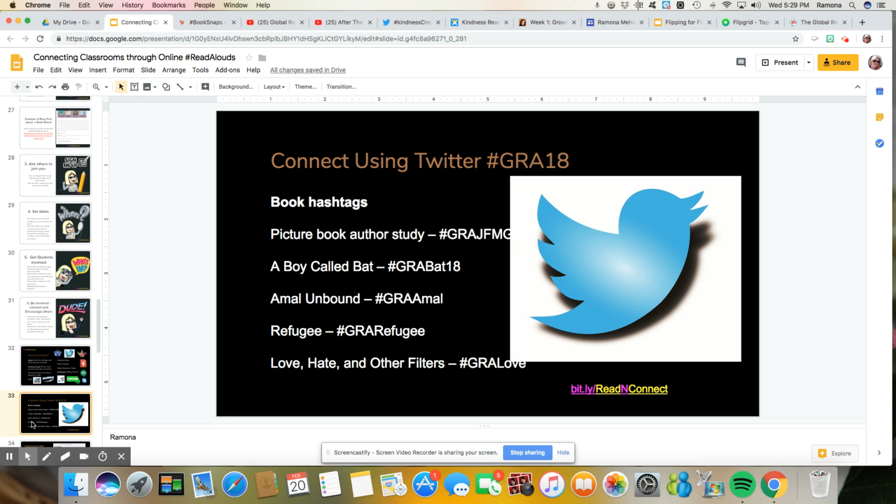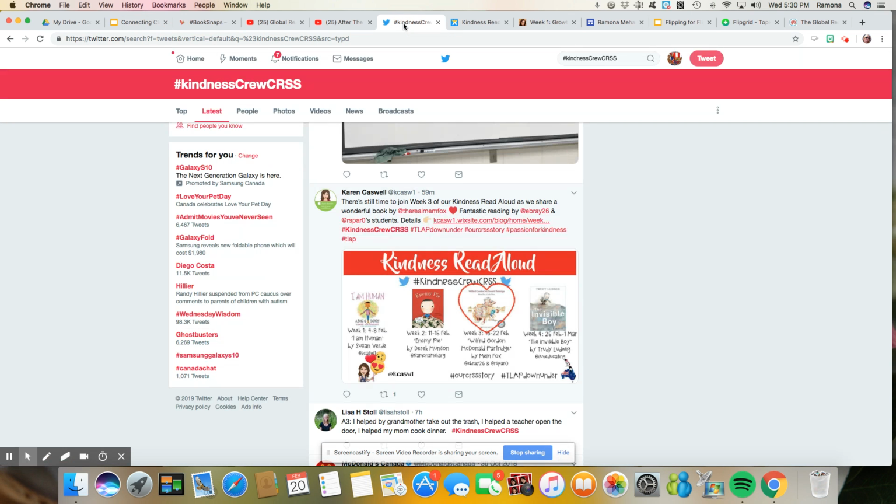If you're going to use Twitter, once again, it's important to know the hashtags. I've shown you a few examples of what the different hashtags were for the Global Read Aloud this year. For the picture study, A Boy Called Bat, they're all kind of close to what the book is so that you remember what it is. When you're tweeting things out, it's clear in your mind and you are sharing that so people can follow it. If you want to see how that works, we're going to go there.